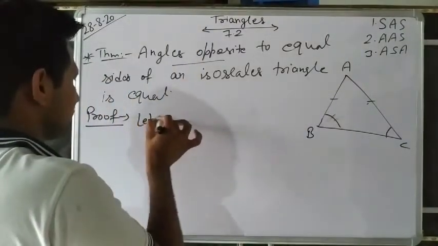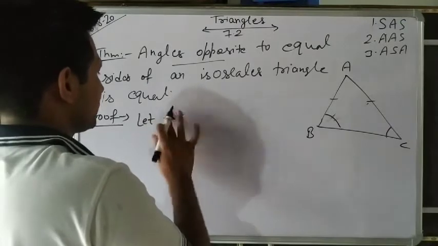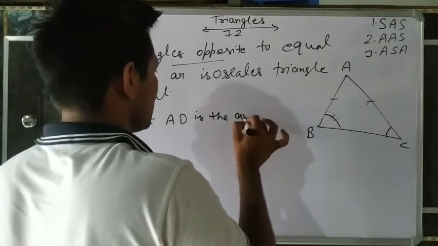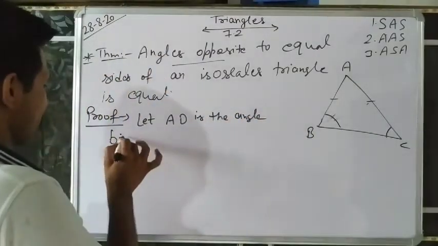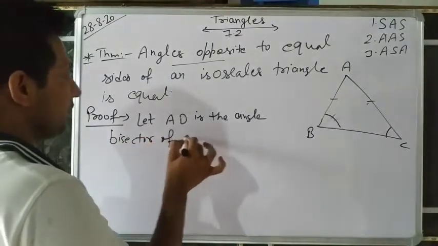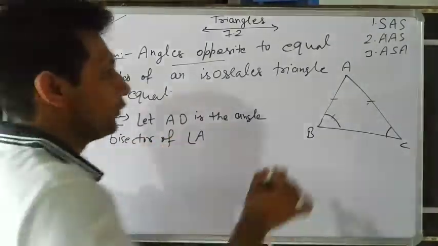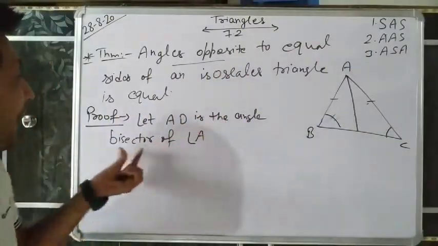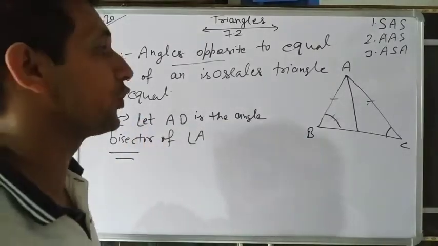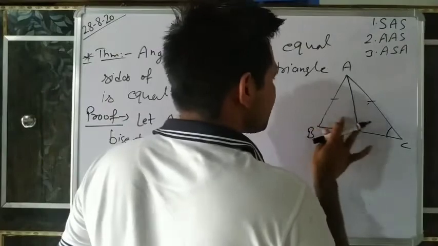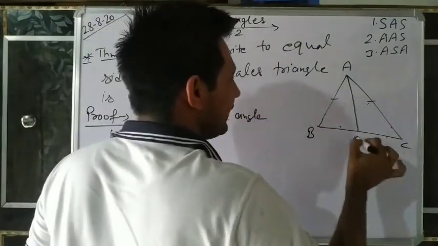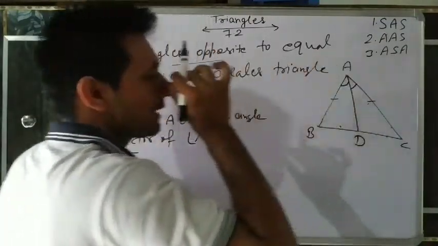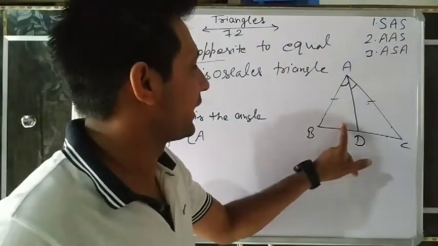Let AD be the angle bisector of angle A. If we take the line AD like this, AD is the angle bisector. Bisector means dividing into two equal parts, equal angles. So AD is the angle bisector of angle A. It means this angle is equal to this one.